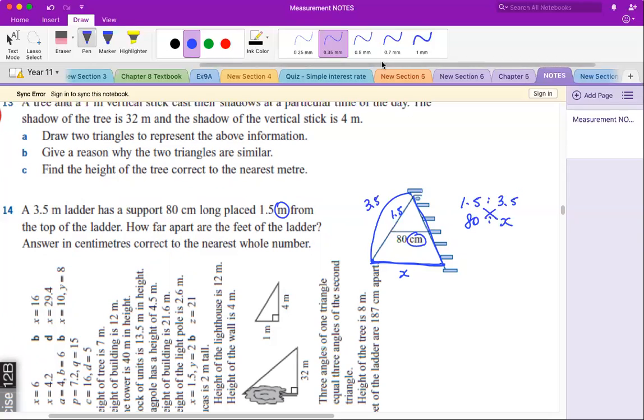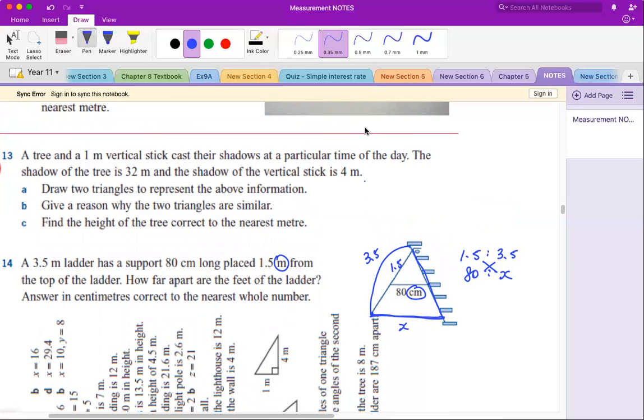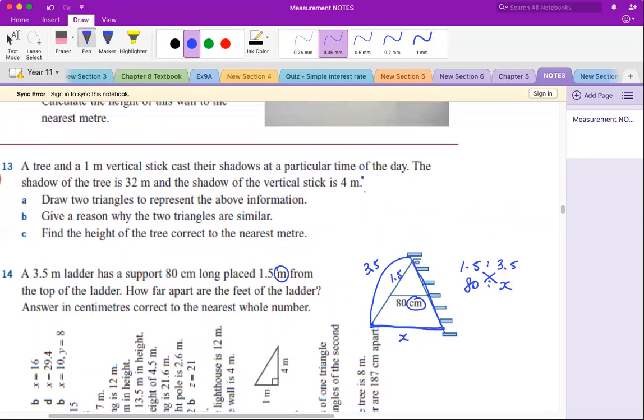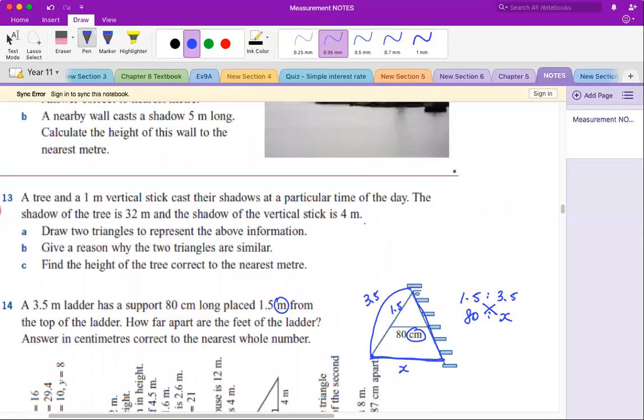Miss, how did you do 13? 13. So tree on a vertical stick. Okay, so let's say this is the tree. A shadow is cast from the sun. So let's say the sun is here. So it casts a shadow onto the ground.